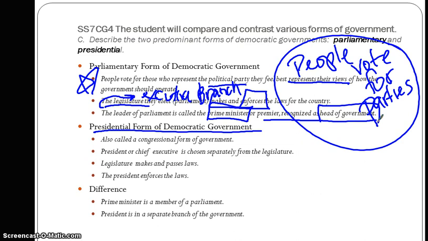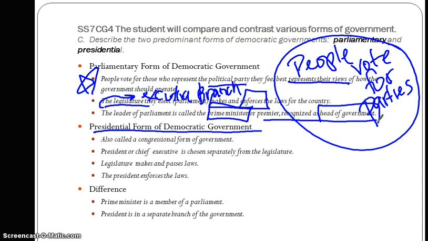That's the only way to get it straight in your head. So a quick review. People vote for a political party that they think will best represent them. They don't vote for the individual. The legislature makes and enforces the laws, so it's also the executive part of the government as well. The leader of parliament is called the prime minister, and he is the recognized head of government.